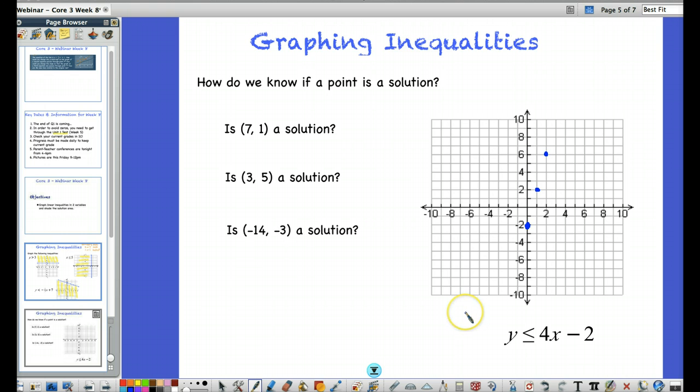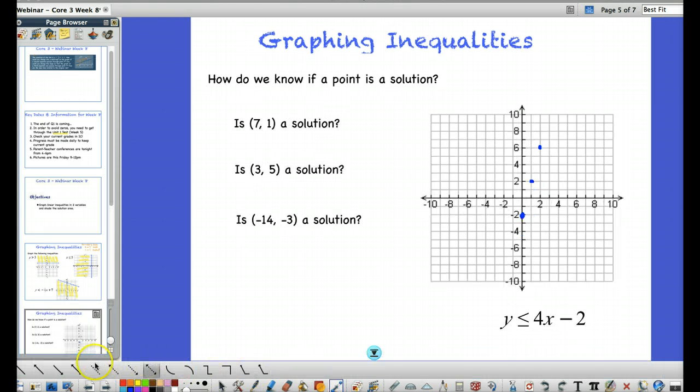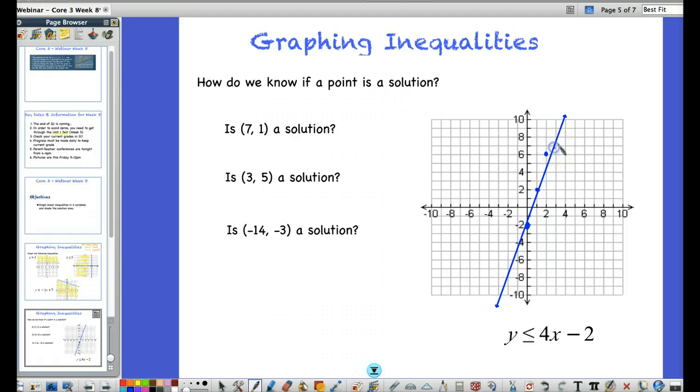So here's the question. I'm going to ask Nikisha. Do we want a solid line or a dashed line? Good job. Very good. We want a solid line. Nice job, Nikisha. So I'm going to draw a solid line, and that's because it is less than or equal to. So the or equal to means we need a solid line.